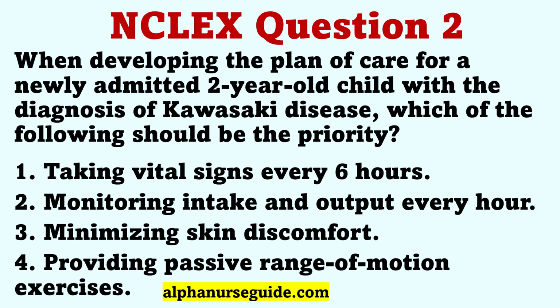The correct answer is 2. Cardiac status must be monitored carefully in the initial phase of KD because the child is at high risk for congestive heart failure. Therefore, the nurse needs to assess the child frequently for signs of CHF, which would include respiratory distress and decreased urine output. Vital signs will be obtained more often than every 6 hours because of the risk of CHF. Although minimizing skin discomfort would be important, it does not take priority over monitoring the child's hourly intake and output. Passive range of motion exercises will be done if the child develops arthritis.